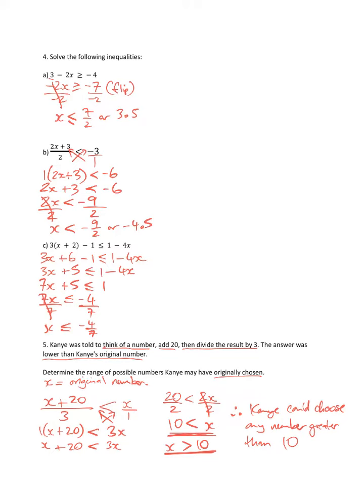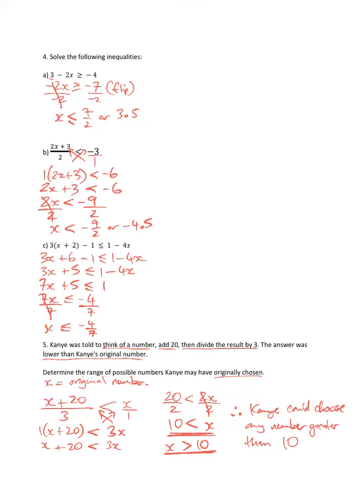Get rid of the times by 2 by dividing by 2 on both sides. x is going to be greater than 20 divided by 2, 10. If this right now is triggering you, then you can flip it around: x is greater than 10. Why are these exactly the same? Well, the open side of the inequality is always facing x. So therefore, Kanye could choose any number greater than 10. Okay, so that is that page done.